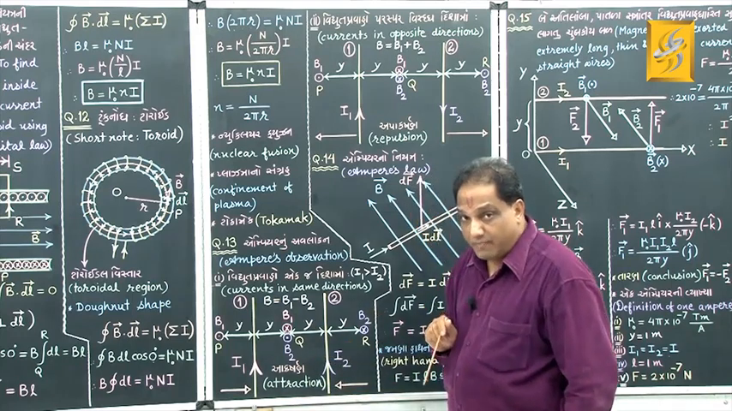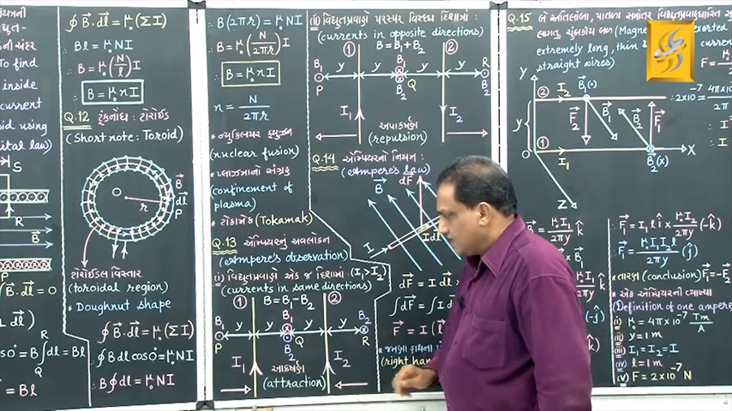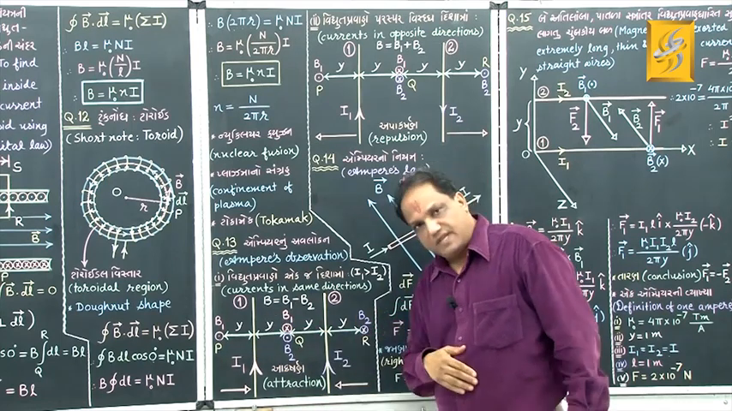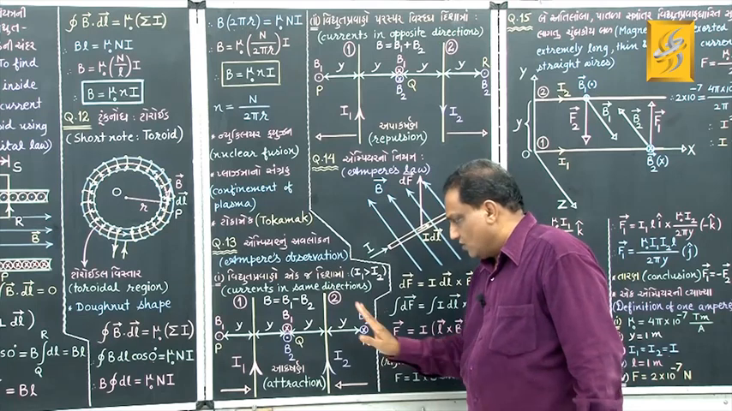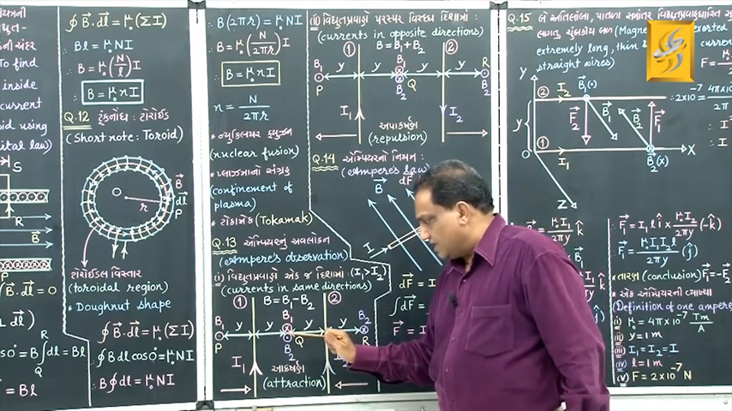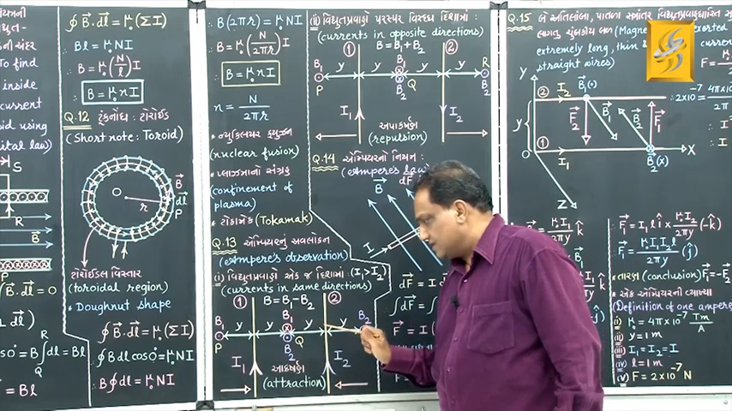Now just consider 3 points, say points P, Q and R. Where is point P? On the left side of both the wires, correct? Where is point R? On the right side of both the wires. But where is point Q? It is at the midpoint, in the region between these two wires.